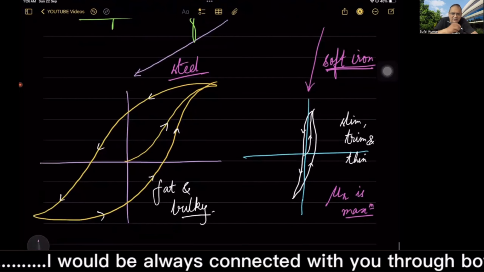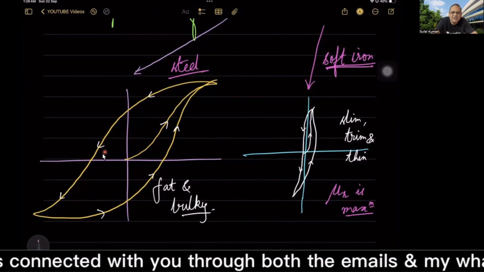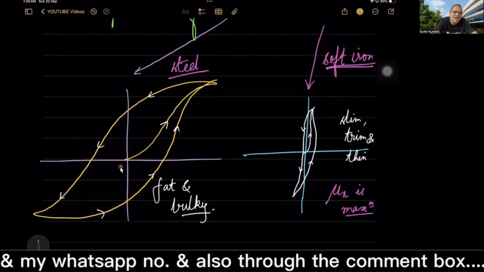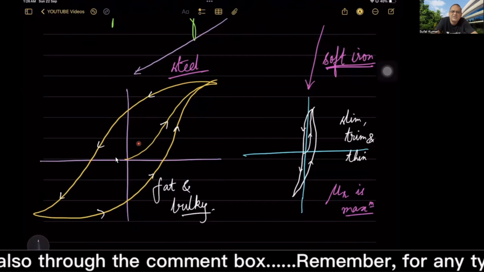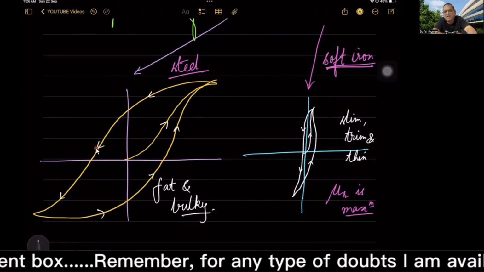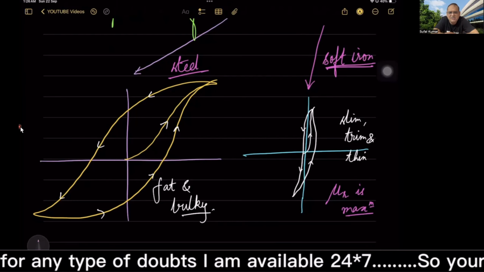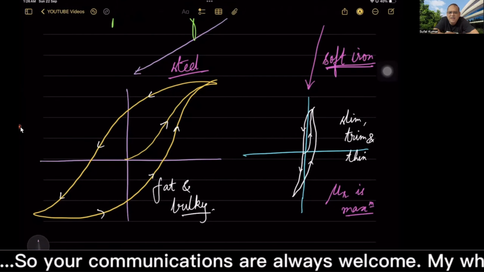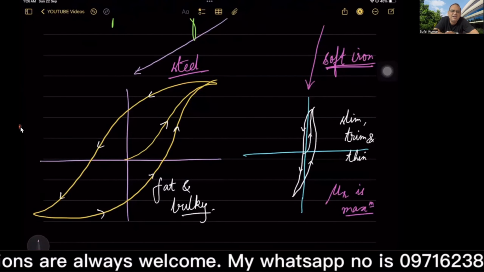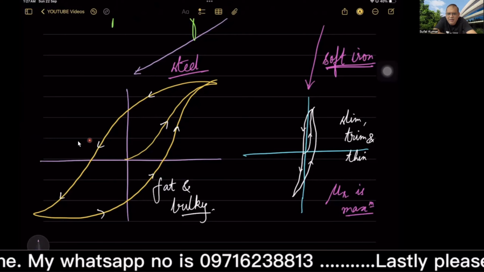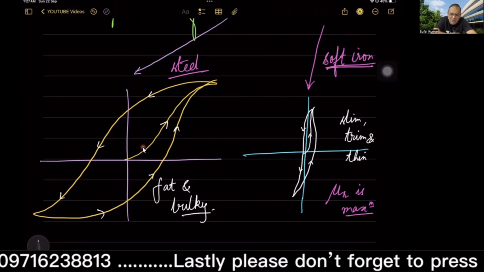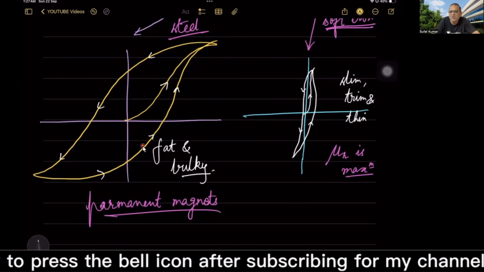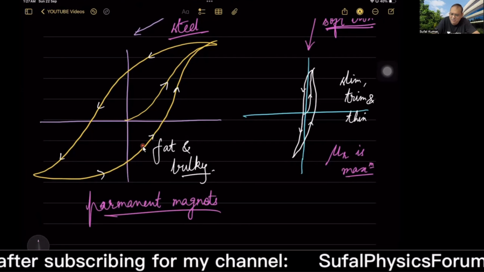Whereas on the other hand, for steel, its mu r is not that high, so it has to offer great resistance towards magnetization. Hence it will be dissipating a great amount of heat as compared to soft iron, thereby fat and bulky. And that is the reason steel is used for permanent magnets, whereas soft iron core is used for electromagnets.